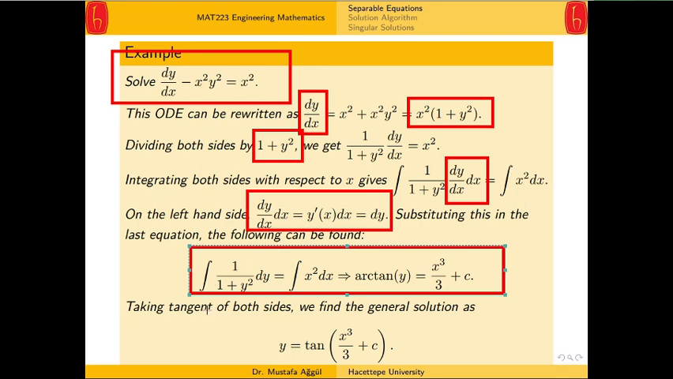Okay, taking tangent of both sides now, we'll see this will be tangent. Taking tangent of arctangent will give us the original input. So this will be y, and this will be equal to tangent of x cubed divided by 3 plus c. So this is our solution. This was also our solution, but this was an implicit form. If you want to write your solution explicitly, you will have to do one more step and say, okay, y is equal to that. So this is our solution.